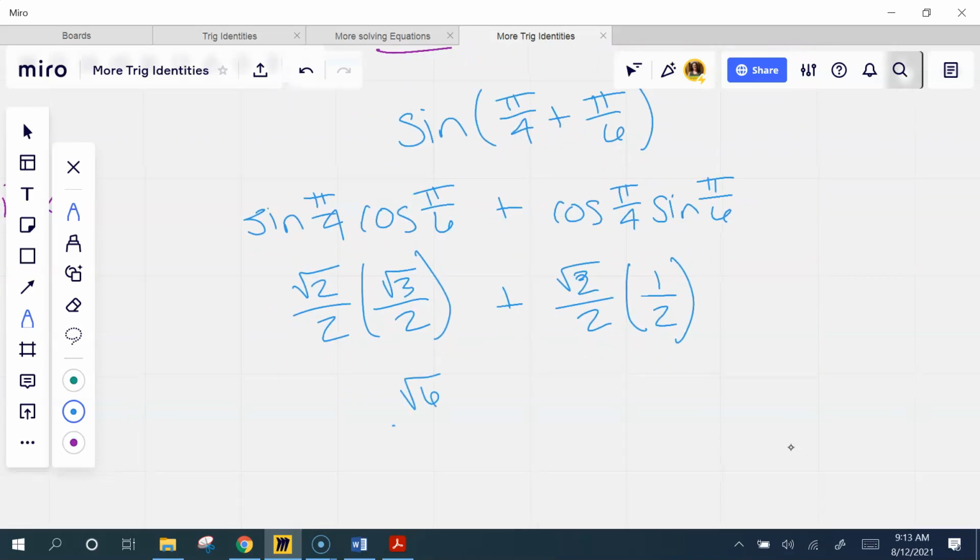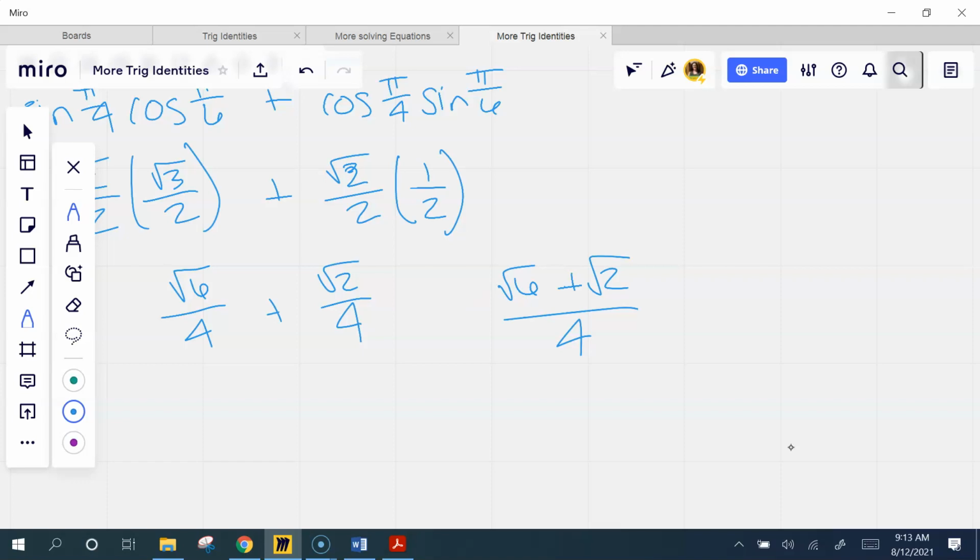So this is square root of 6 over 4, square root of 2 over 4, and you have an answer that is the square root of 6 plus the square root of 2 over 4. Yes, it's here. It's the 3rd page, top right. And this is how they got this.